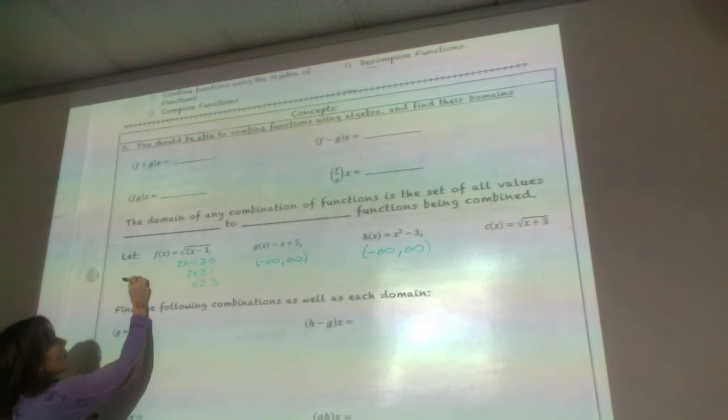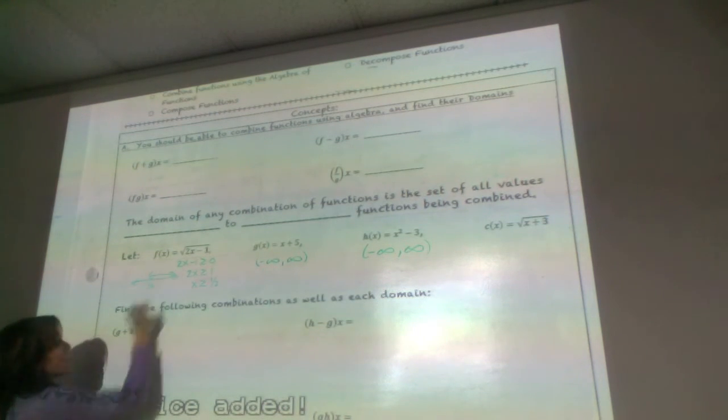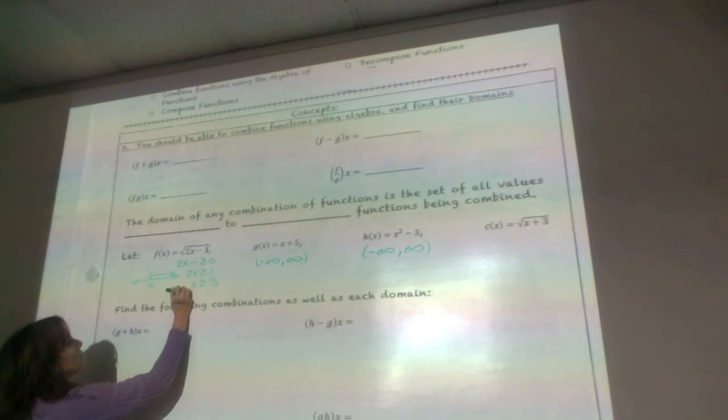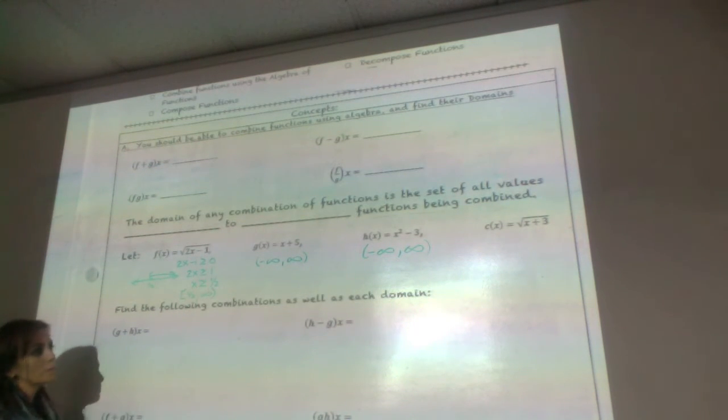Well, if I'm thinking about that on a number line, here's 1/2, and we're going this direction. We're going greater than 1/2. So the interval there would be 1/2 to infinity.